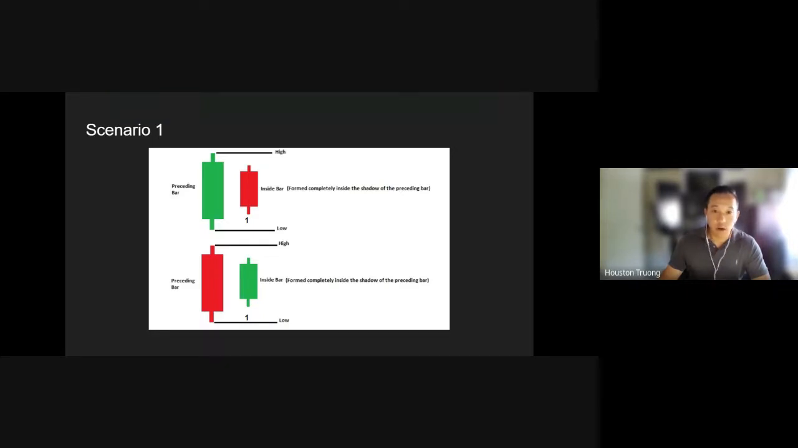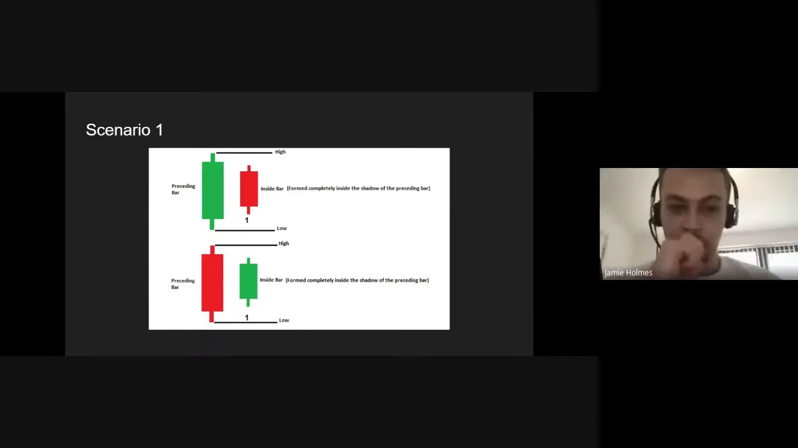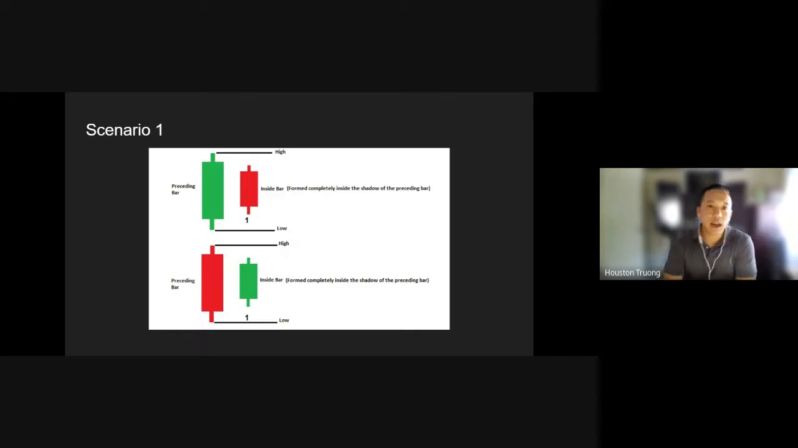Same thing could be a red bar, so long as this bar's high is lower than the prior bar's high, and this bar's low is higher than the prior bar's low. Yeah, Jamie, you got a question or a comment? Yeah, I just wanted to ask, is an inside bar determined by the high and low, or by the body of a candlestick? This method uses the high and low.